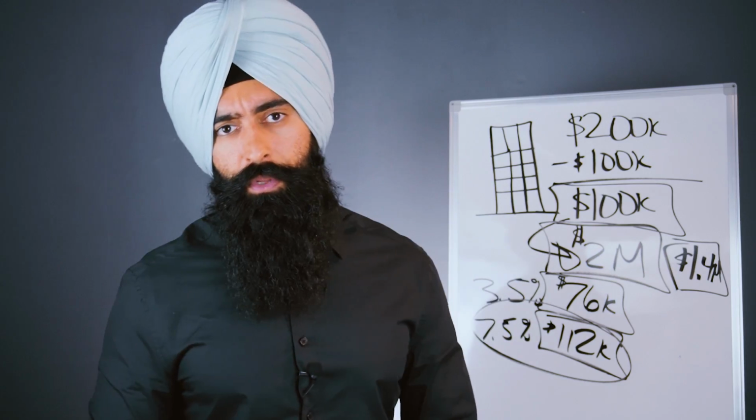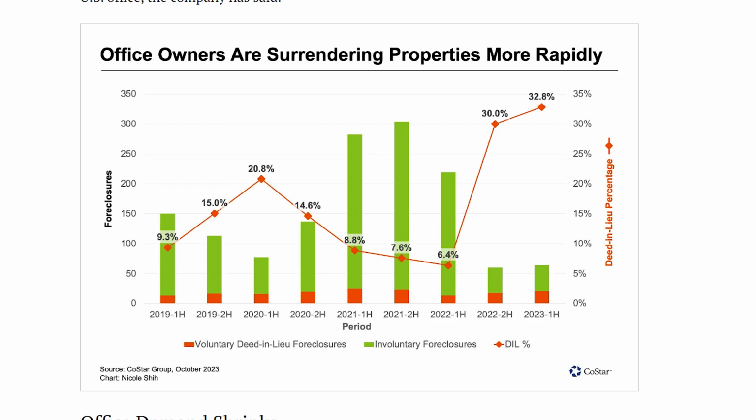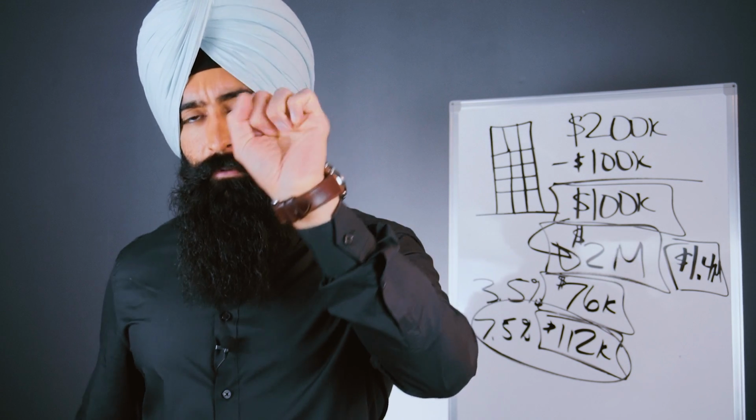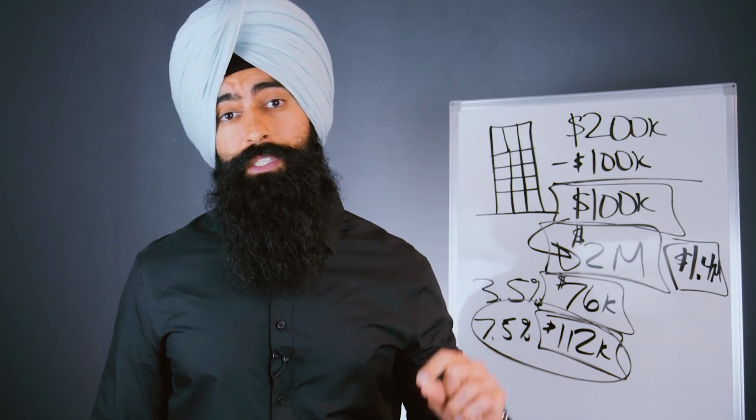And for all of you visual learners, here's a chart. Between 2020 and 2022, we saw the steady decline of office owners surrendering their properties. But then in the second half of 2022, we saw office owners surrendering their properties at a much higher rate, and it's not slowing down. And this brings us now to number 5, which are the forced sales of properties.